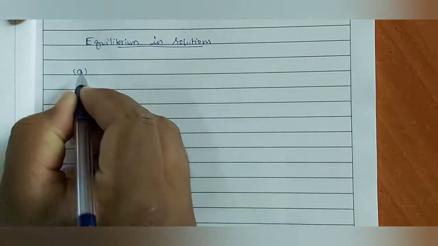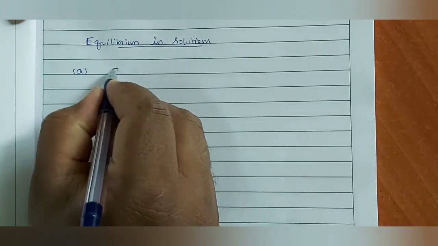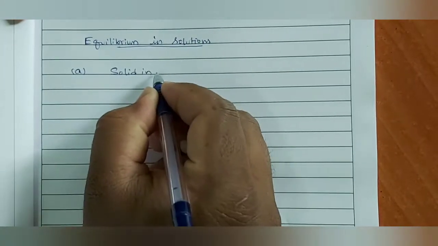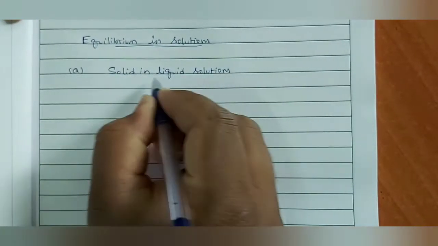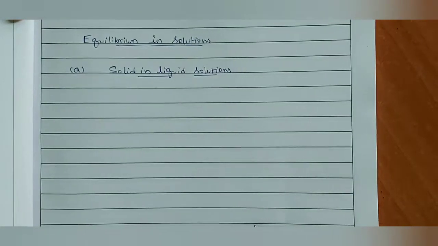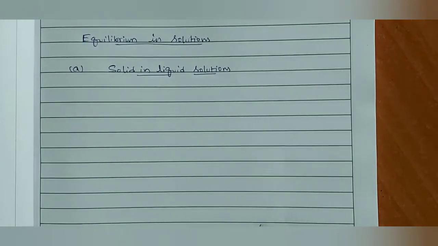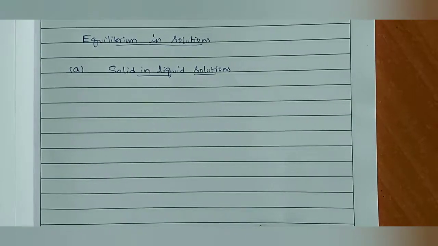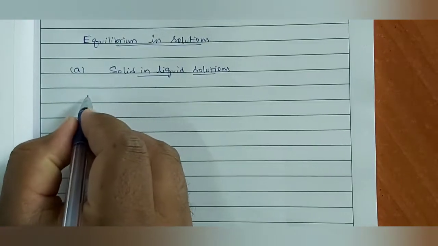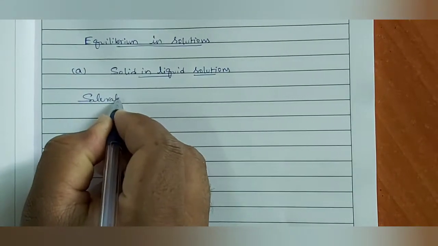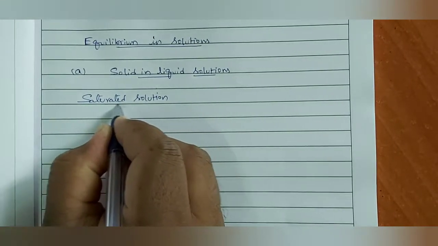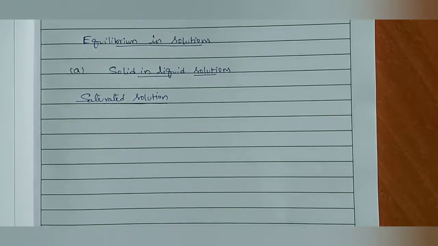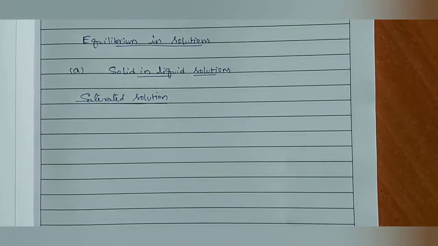In that equilibrium, how it is established in solid and liquid solutions. We are going to see how equilibrium will be established in solid and liquid solutions. Before going to the topic directly, we want to know one definition, that is saturated solution. What is meant by saturated solution?